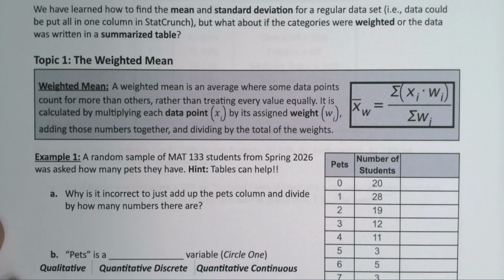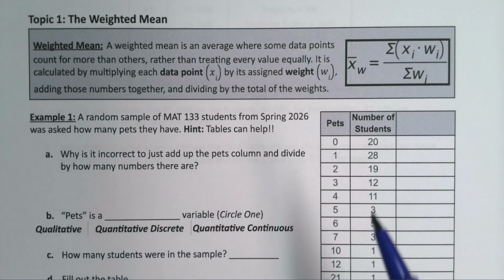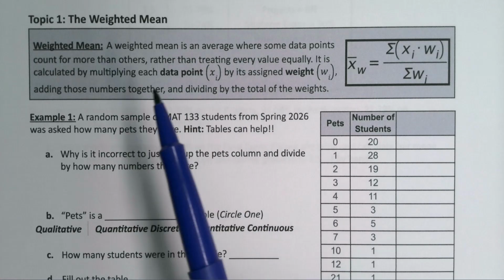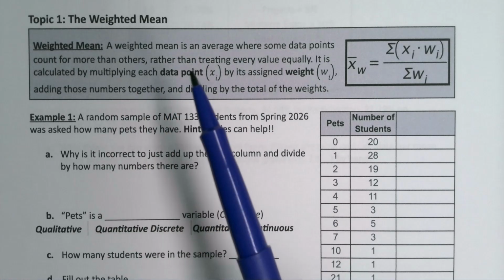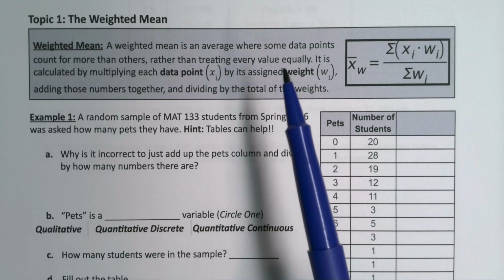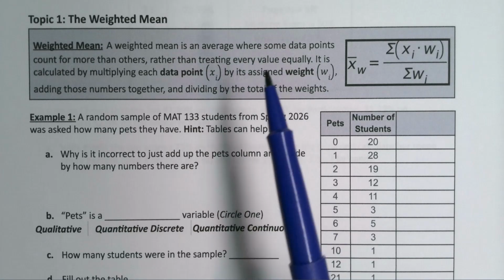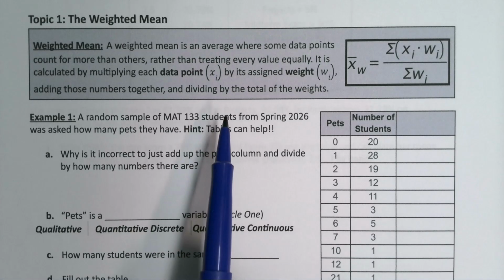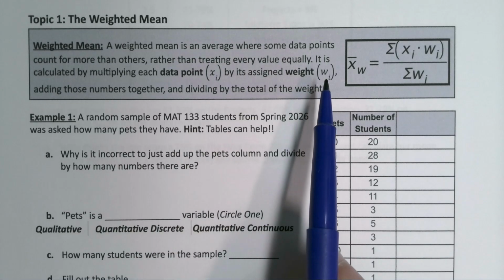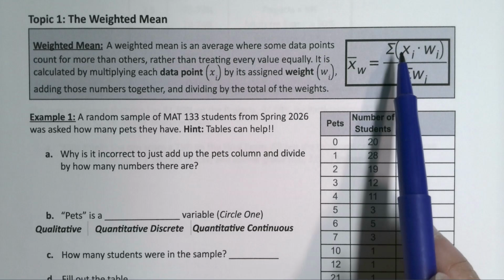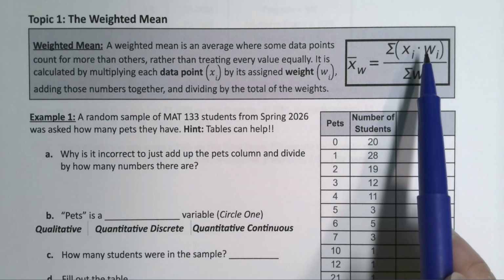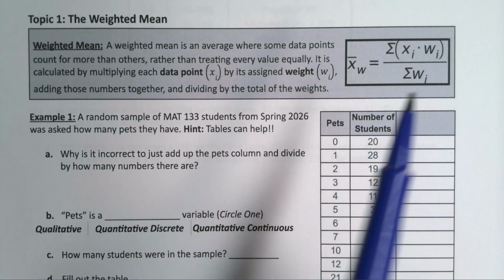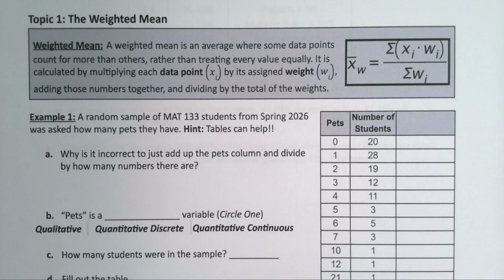So let's start off with the weighted mean. Now, weighted mean is an average where some data points count for more than others. And you can't treat the data like they're all equal because they're not. So you have to calculate the mean by multiplying each data point, x, by its weight, w, and then you add them all up. So you're going to multiply each one by its weight, add them all up, and divide by the total of the weights. Luckily for us, this sounds more complicated than it actually works out to be in practice.